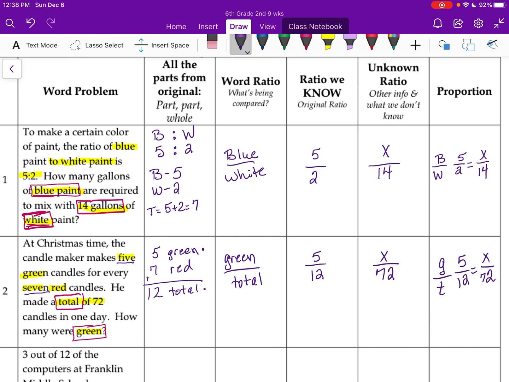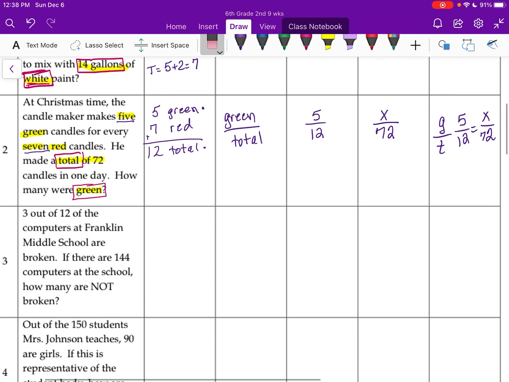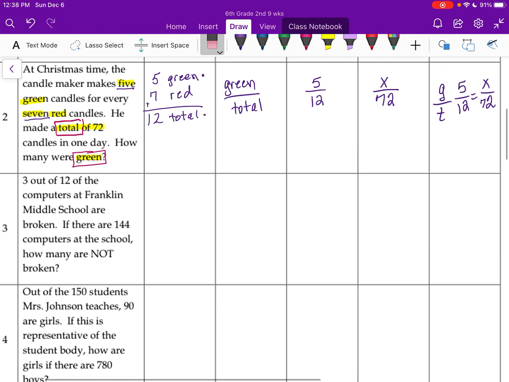Okay, so how these two are different, right? The first question, we did not have to change the ratio at all. It was blue to white. We had blue to white. But this one, we had to think about what we needed, and we had to change the given ratio to what we needed to answer the question. Okay, as you work through proportion questions, you're going to see both. Where you just use what they gave you, you don't have to change it at all, and then sometimes you have to change it.